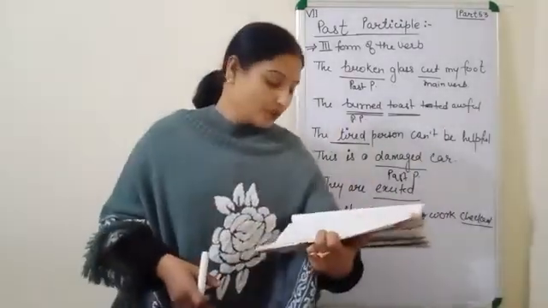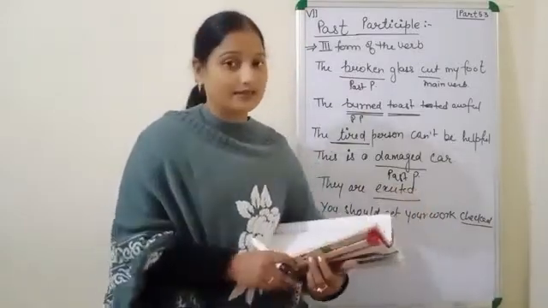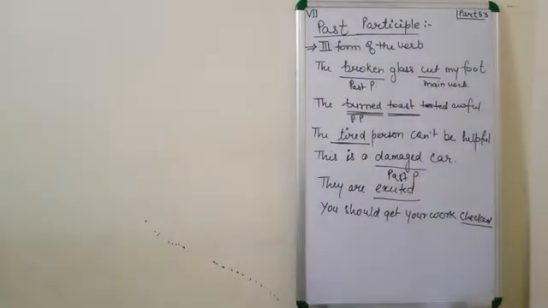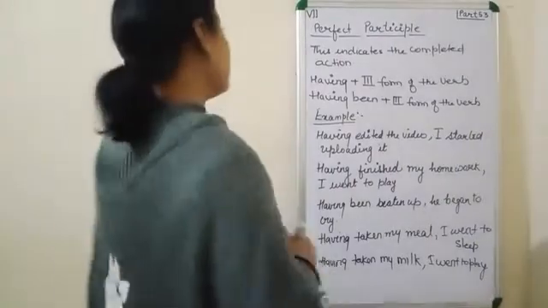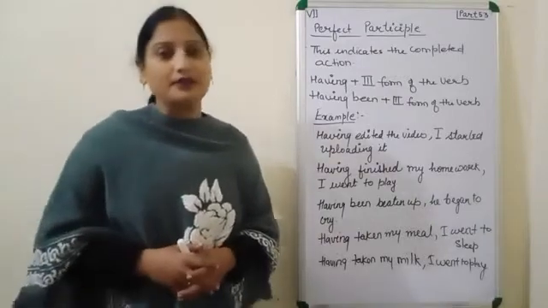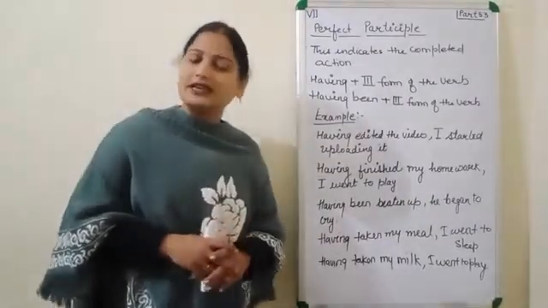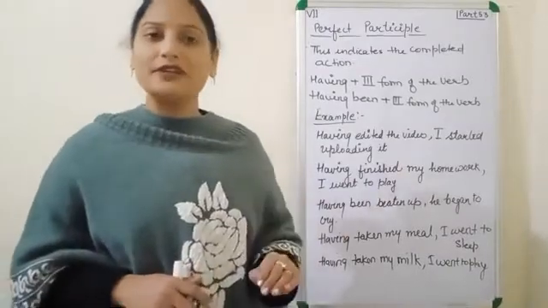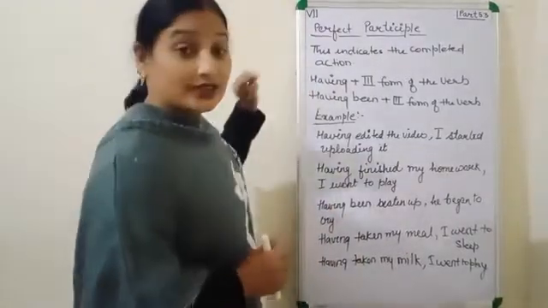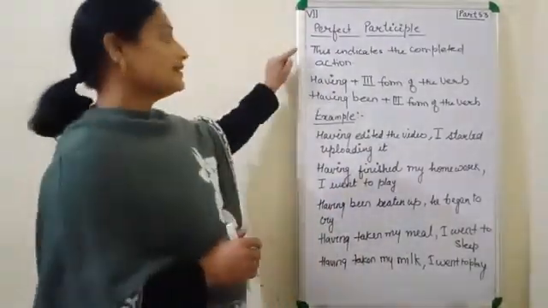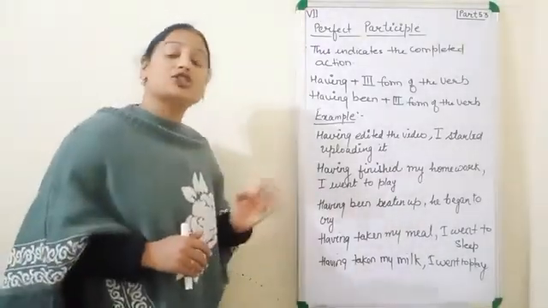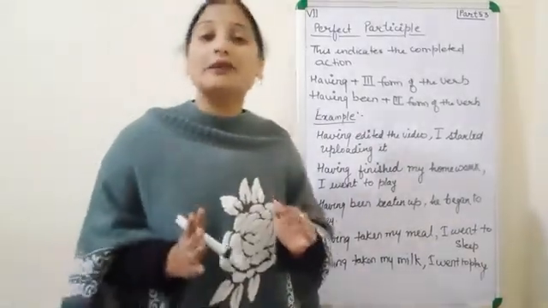Now the next point is the perfect participle. So let's begin with the perfect participle. In case of perfect participle, from the name itself it is clear, children, that the meaning of perfect is the work has already been completed. Okay. So what is the rule? The rule says that this indicates the completed action. So the perfect participle shows us that the work has already been completed.